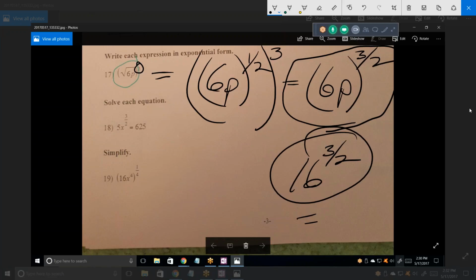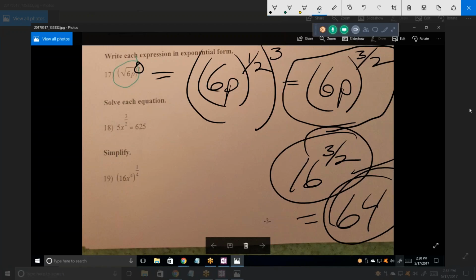16 has the square root of 4. What should this read instead of 16 to the 3/2? 4 to the third. 64. 64? That's 4 to the third. You were right, but take it all the way down. In other words, turn it into a number if you can.